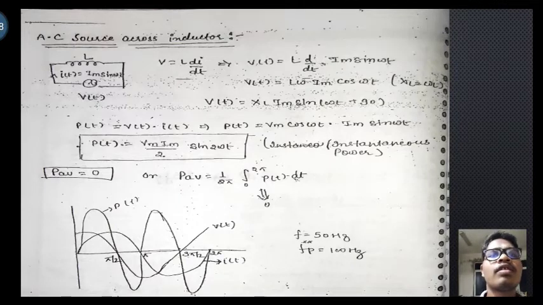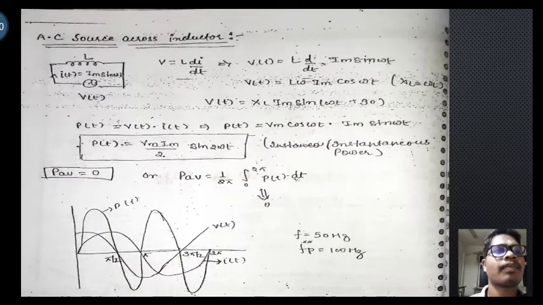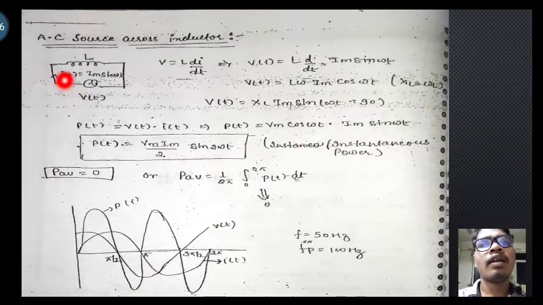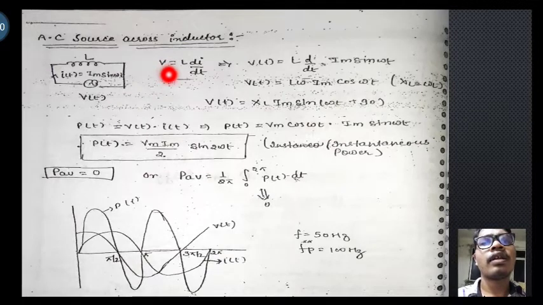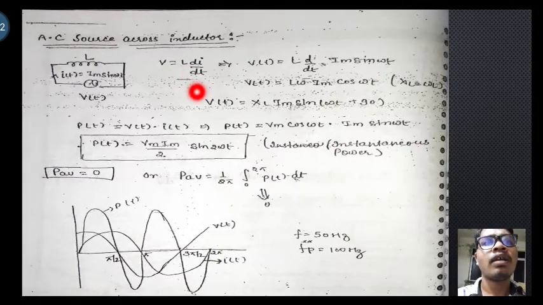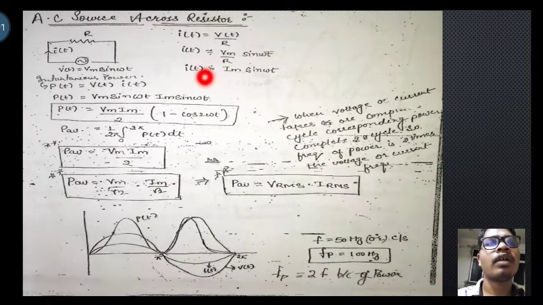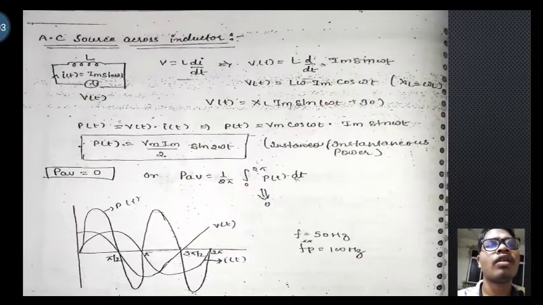Now see the AC source across an inductor. There is a voltage source which is AC in nature and the inductor is connected in series. So the voltage across the inductor is V(t) = L di/dt, where we have already calculated that i(t) is equal to Im sin omega t. So put Im sin omega t in this equation.